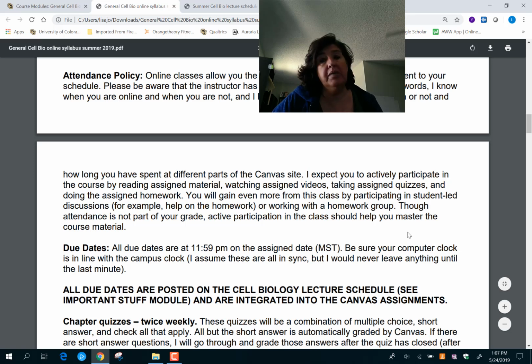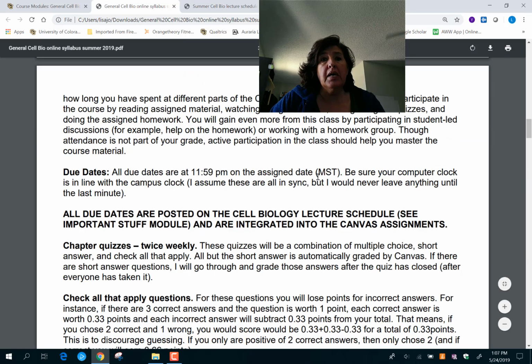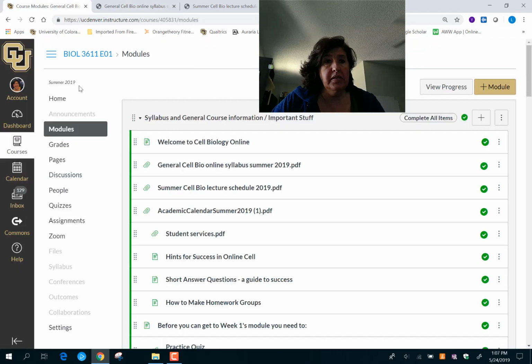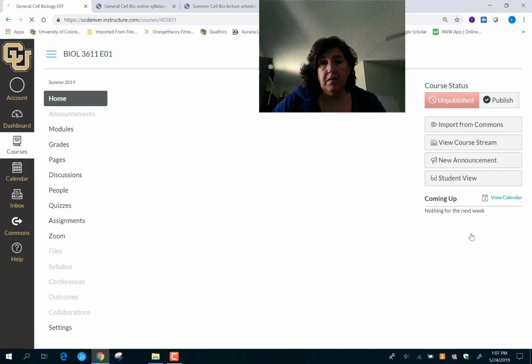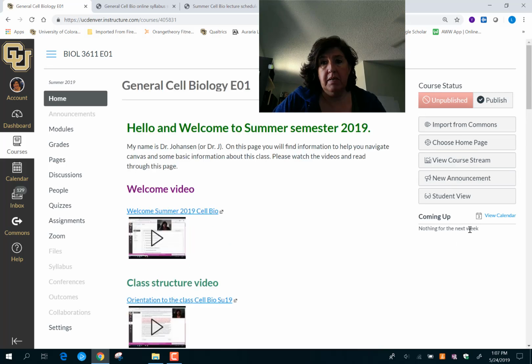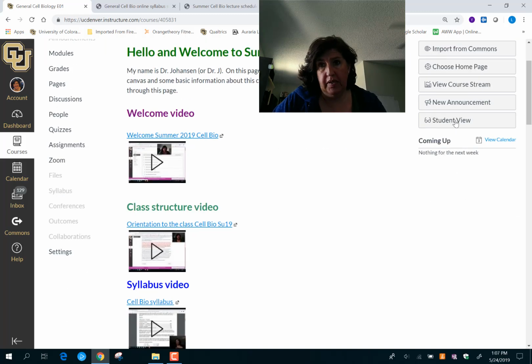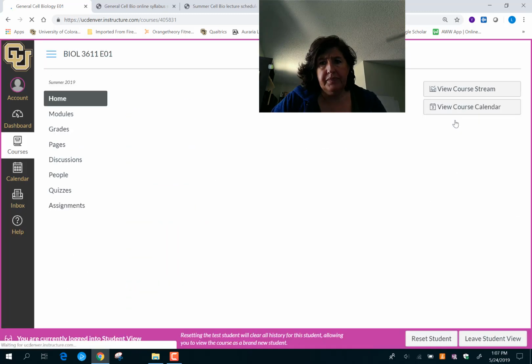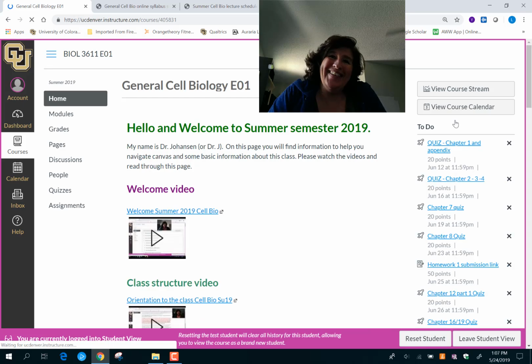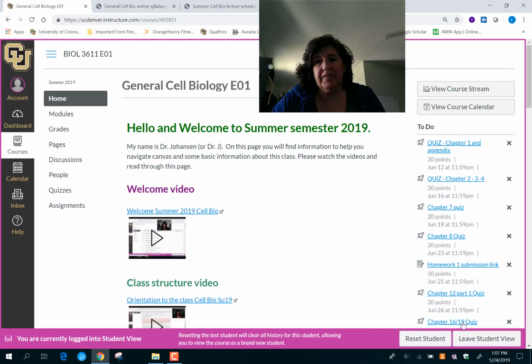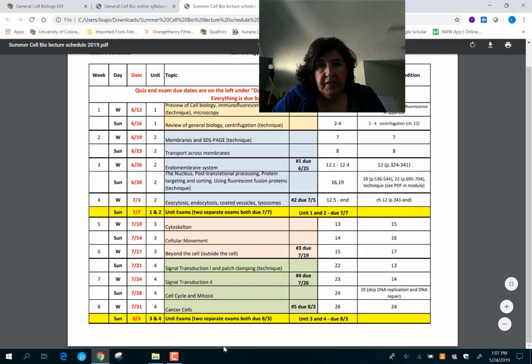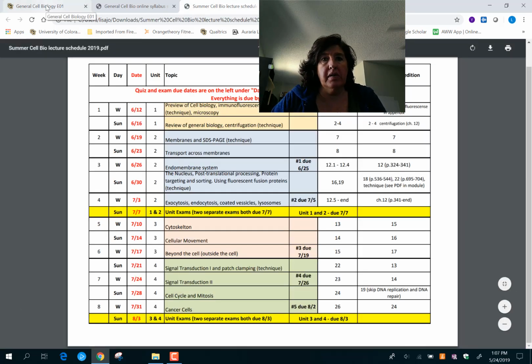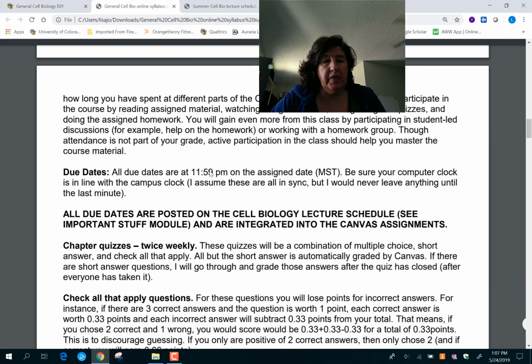Due dates are 11:59 p.m. Mountain Standard Time. Remember that on the sidebar of Canvas, there is stuff, I think, when I go to student view. It's just telling me I don't have anything to grade. Yay! Okay, here it goes. So this can help you. You've got this schedule. Write it down. Keep track of what you've got to get done each week.